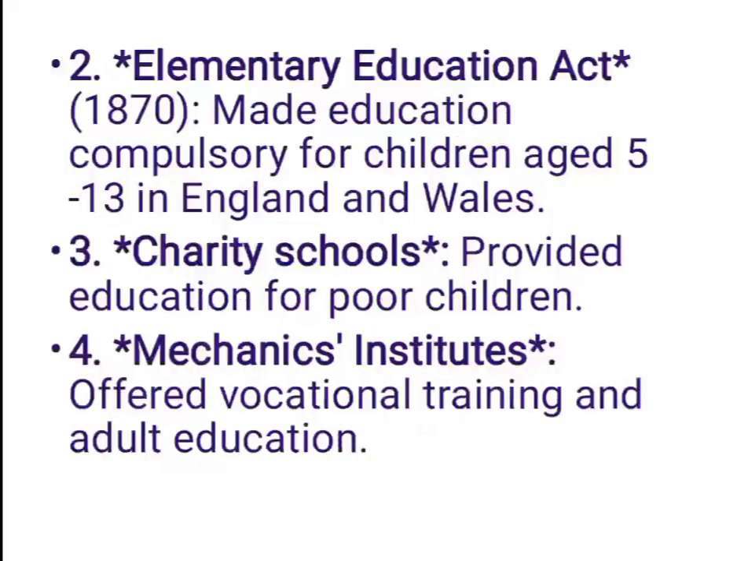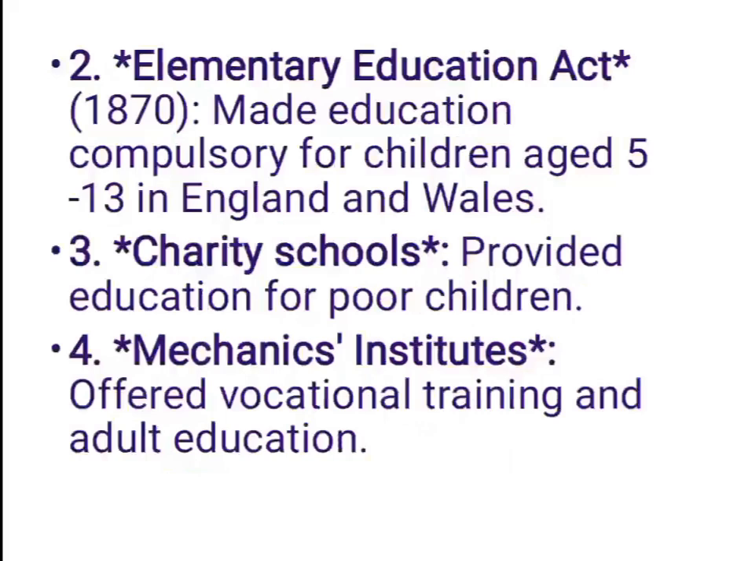Then there was the Elementary Education Act, which made education compulsory for children aged 5 to 13 in England and Wales. The Elementary Education Act, which was in 1870, was mandatory. So every child was supposed to go to school in England, any child between the age of 5 and the age of 13.